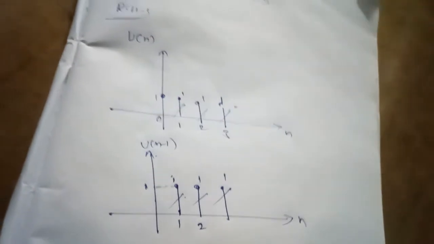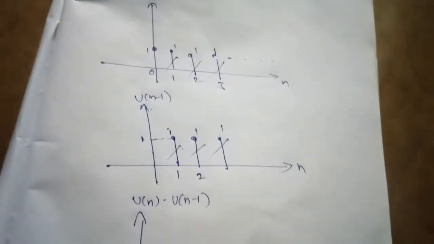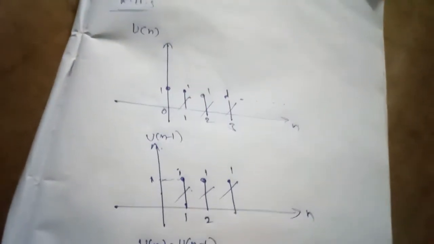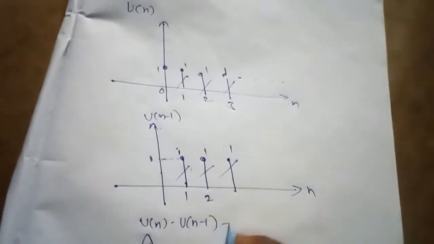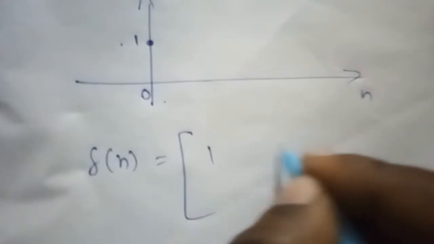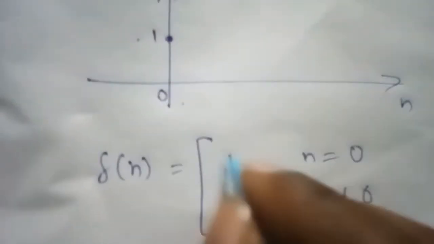If I draw the graph of u of n minus u of n minus 1, both of these are cancelled and we get 1 at 0. So if you observe, at 0 the signal is present with value 1, so it is equal to del of n. Why? Because you know the definition of del of n, that is equal to 1 at n is equal to 0, and 0 at n not equal to 0. This is the impulse function. This is about the second property.